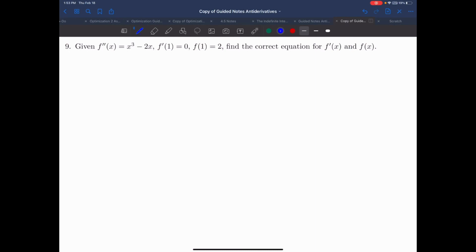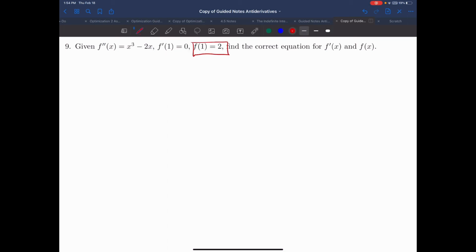So for our last problem, given f double prime of x is x cubed minus 2x, f prime of 1 is 0, f of 1 is 2, find the correct equation for f prime of x and f of x. Like a lot of these questions, this is an AP question, it's confusing sounding, but all it says is, here's the second derivative, find the original function. And since it gives us two initial conditions, we can do this.